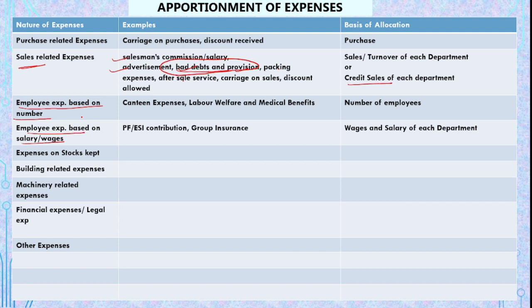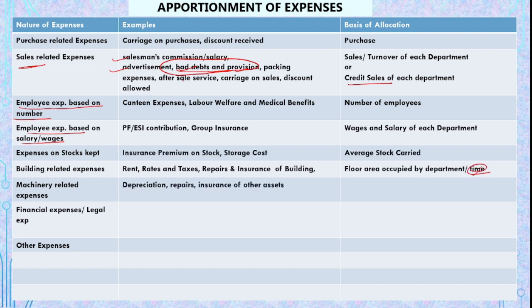Now can you identify the basis here? In which ratio will we be distributing this building related expense? Yes, it will be area or floor area occupied. Then you have machine related expense. Machine related expenses are like depreciation of machines, repairs of machines, etc.